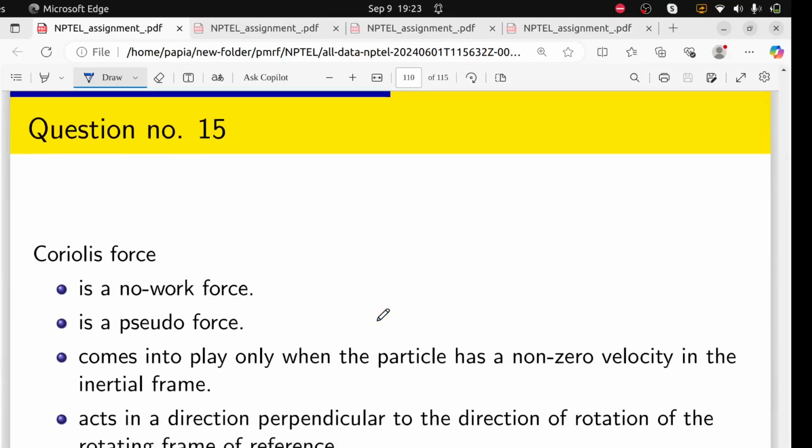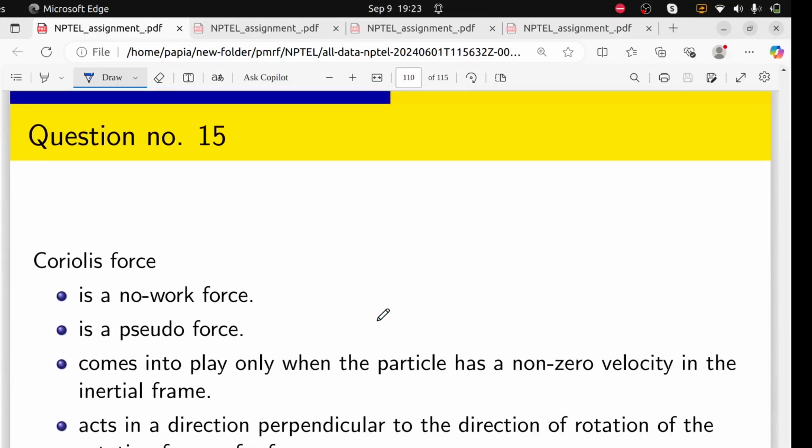Now come to the next one. Coriolis force is a no-work force. Pseudo force comes into play only when the particle has a non-zero velocity in the inertial frame; acts in a direction perpendicular to the direction of rotation of the rotating frame of reference; may cause a deflection in the wind direction on Earth.